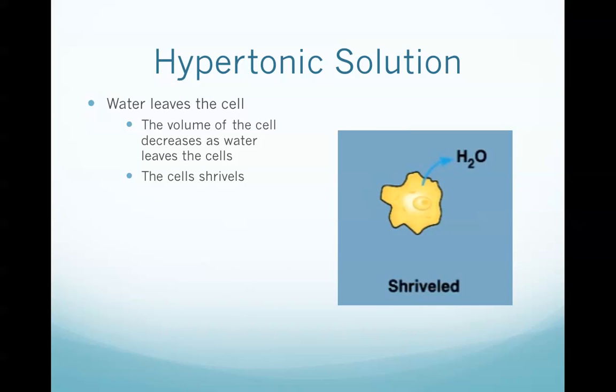In the case of a cell in a hypertonic solution, there's more water inside of the cell, and this would be that sugar water example that I gave you. And so water would flow out of the cell, and it would cause the cell to shrivel up and shrink. And some of you saw that with your egg after it was in the syrup.